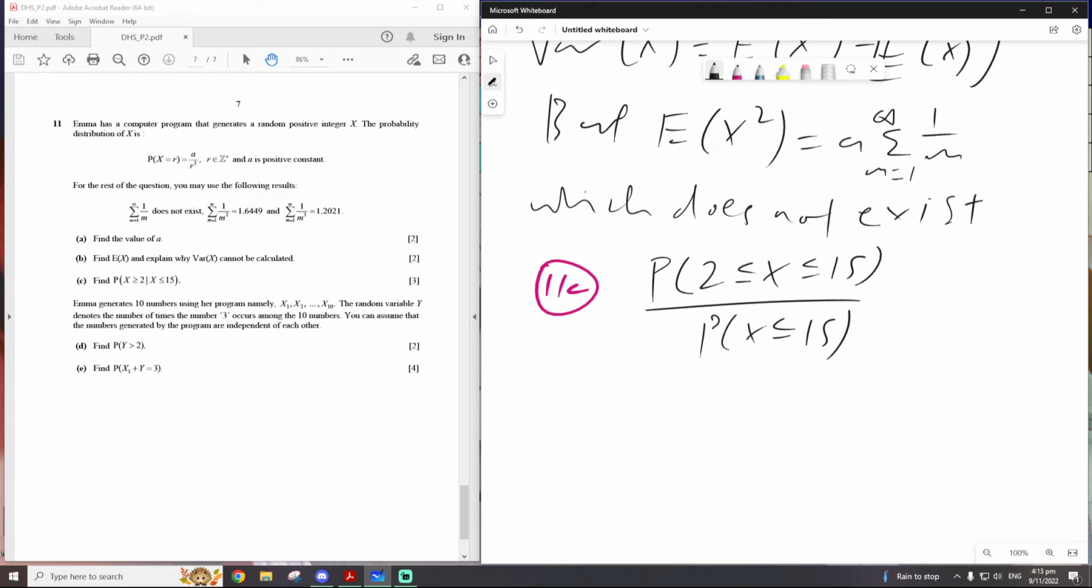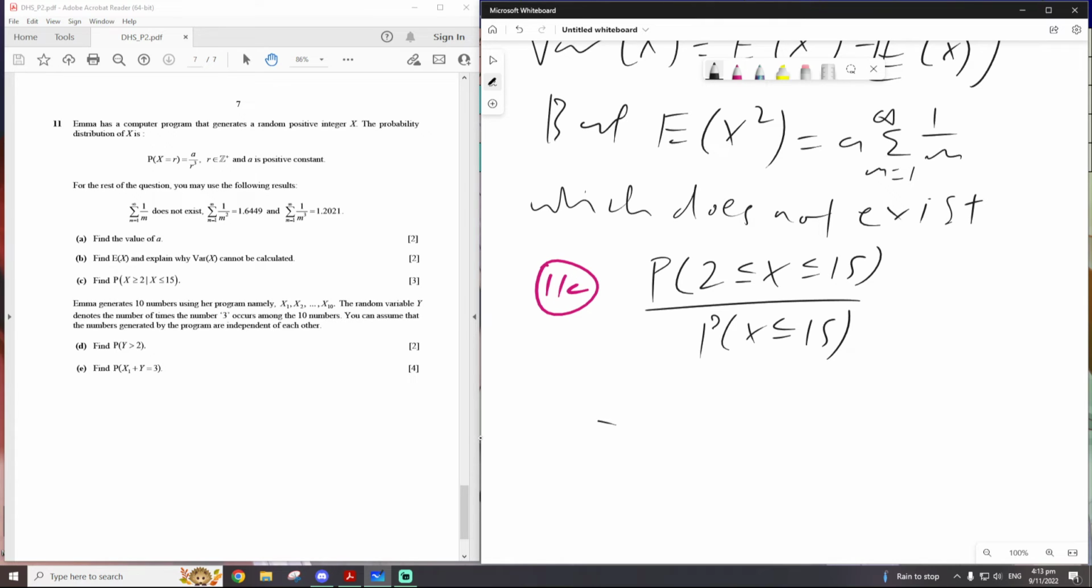The other possibility is you find the probability that x is less than or equals to 15, then you take 1 minus the probability that x is 1. Yeah. Then you multiply those two together.